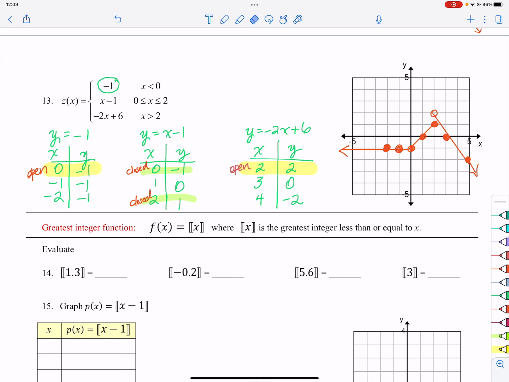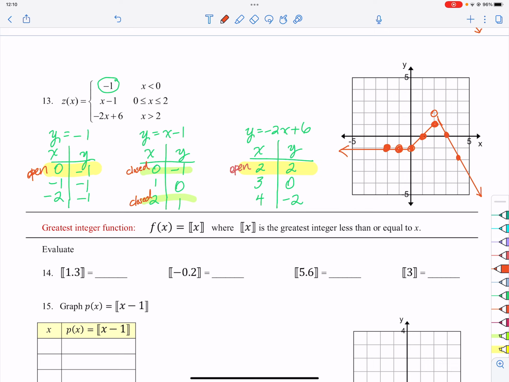Not real happy with these points here. See if I can do a better job. So 2, 2, 3, 0, and 4, -2. Maybe the grid is just not... There we go. That looks a little bit better.